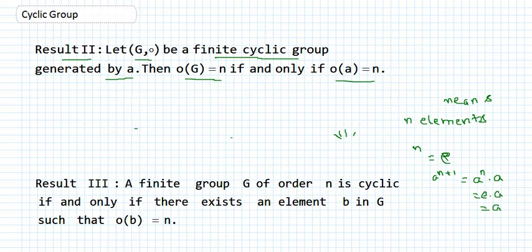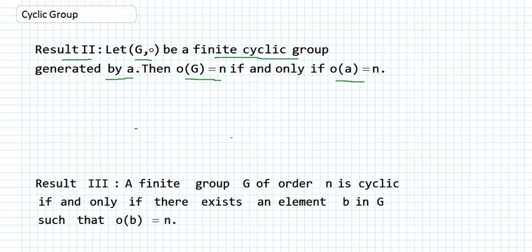So it goes a few steps further and says that if G is a finite group generated by the element A, and the element A has order n, then it will be implied that the order of G is also going to be equal to n. So that's another way.